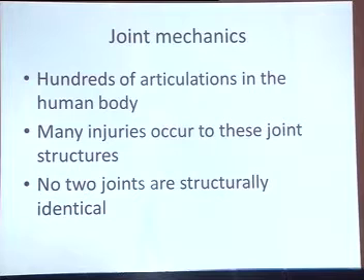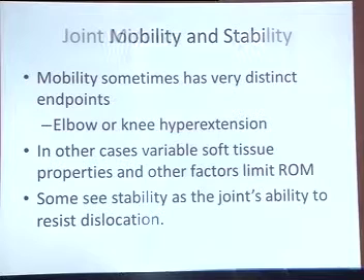Hundreds of articulations are there in the human body. Many injuries occur to these joint structures. No two joints are structurally identical. Mobility sometimes has distinct endpoints, that is the elbow and knee. But in other cases, variable soft tissue properties and other factors also limit the range of movement. Some see stability as the joint's ability to resist dislocation.